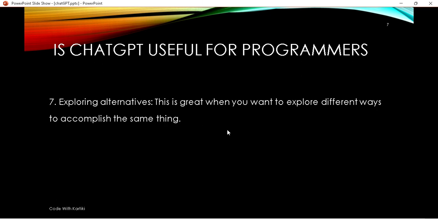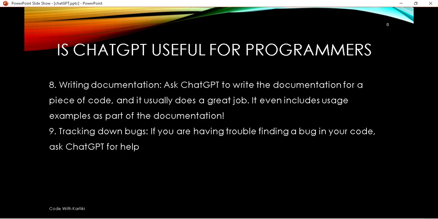Then is exploring alternatives. This is great when you want to explore different ways to accomplish the same thing. We have seen that for sorted. So next is writing documentation. Ask ChatGPT to write documentation for a piece of code, and it usually does a great job. It even includes usage examples as a part of documentation. So we will try this.